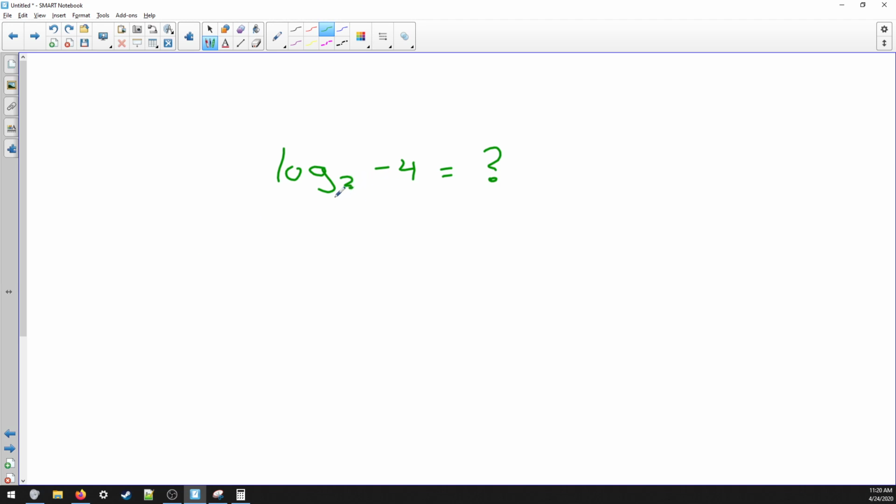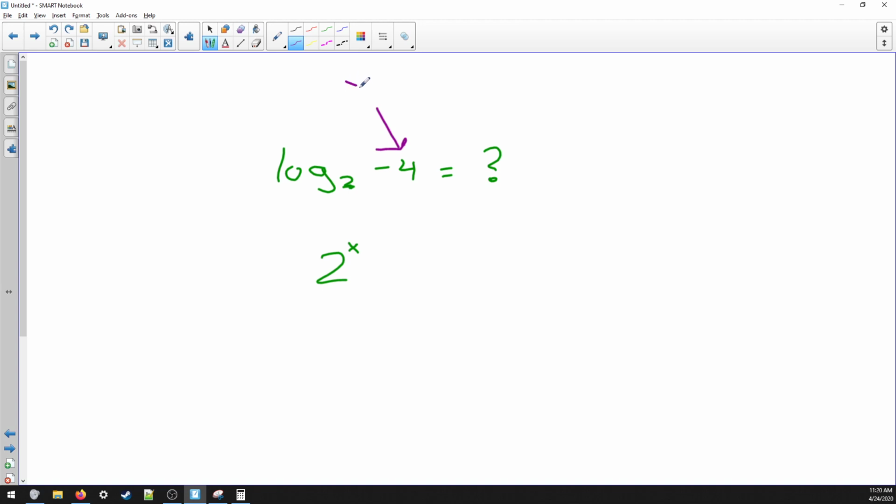It is impossible for me to take 2 and raise it to any power and have my answer come out to be negative. The reason for that is 2 is positive. If I say 2 times 2 times 2 as many times as I want, my answer is always going to be positive. So it's impossible for me to do 2 to any exponent and have my answer come out to be negative.